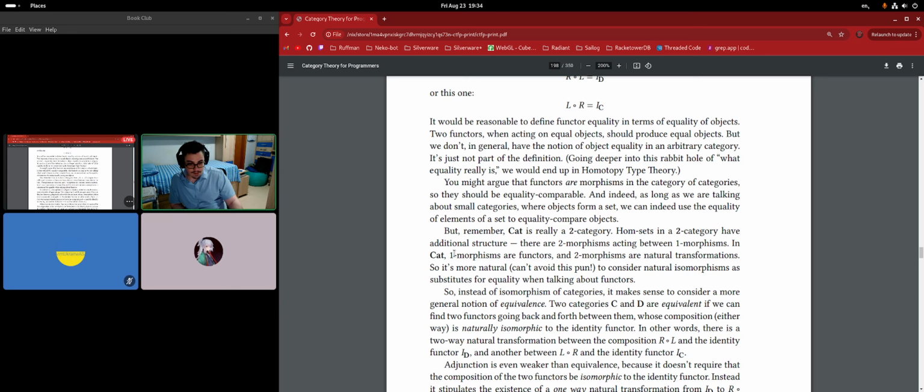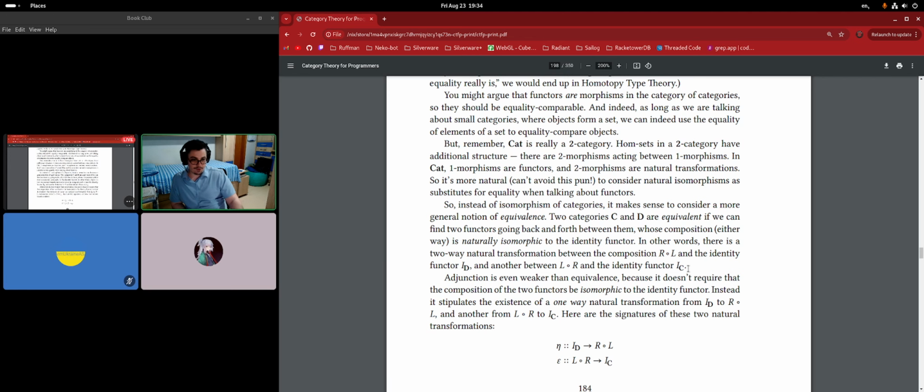In Cat, it's more natural to consider natural isomorphisms as substitutes for equality when talking about functors. We're establishing that because of this fact that we have 1-morphisms and 2-morphisms, which means that we must talk about natural transformations. We're going to make the reasonable assumption that for two functors to be, quote, equal, they need to be naturally isomorphic.